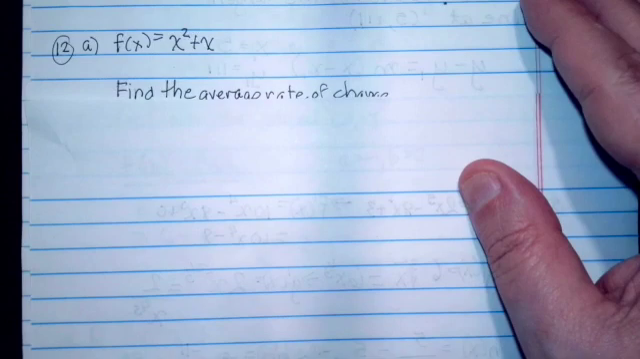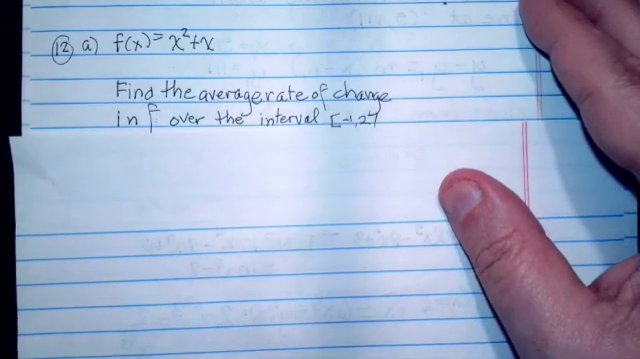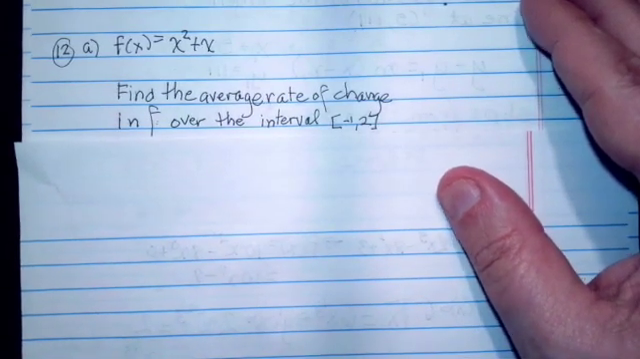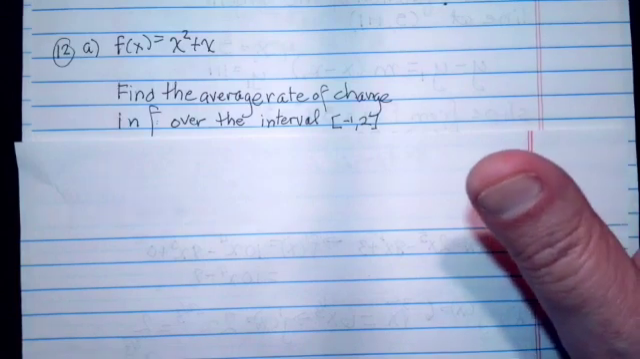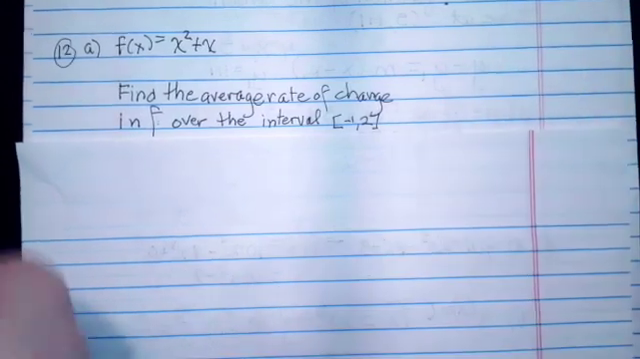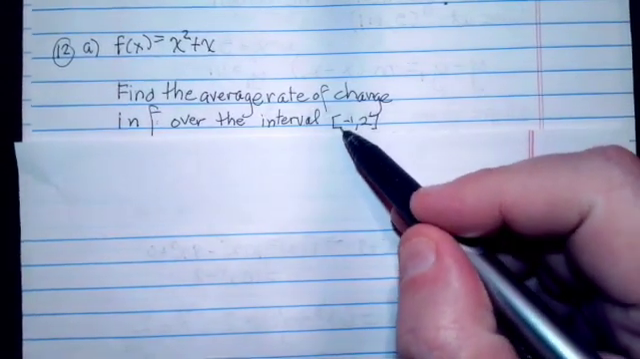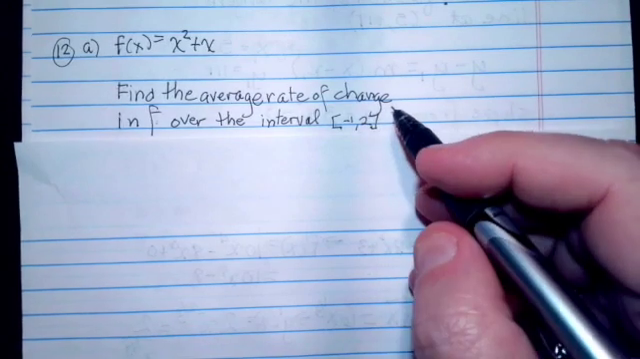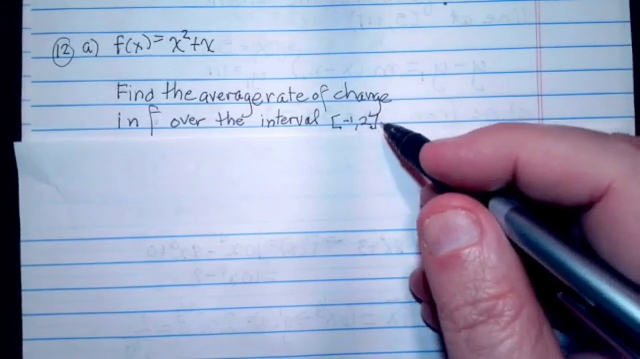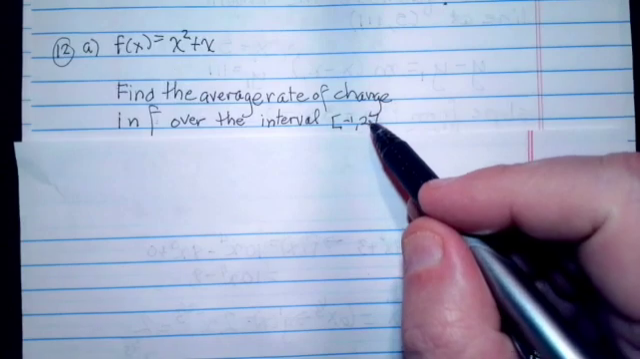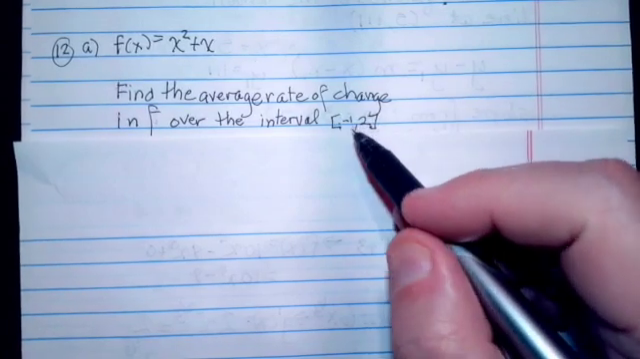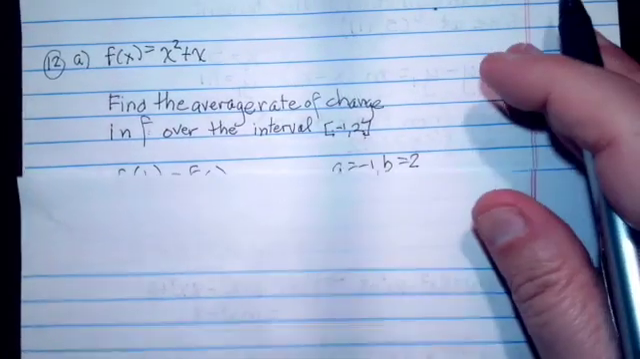In number 12, we are given the function f of x equals x squared plus x, and we're asked to find out some things about rates of change. In part A, we're asked to find the average rate of change over the interval from -1 to 2. Well, that's going to be the slope of the secant line with endpoints at x equals -1 and x equals 2. So the formula for that is f of 2 minus f of -1 over 2 minus -1.